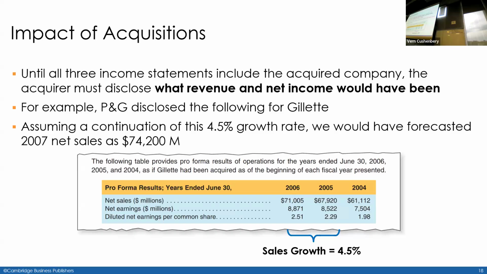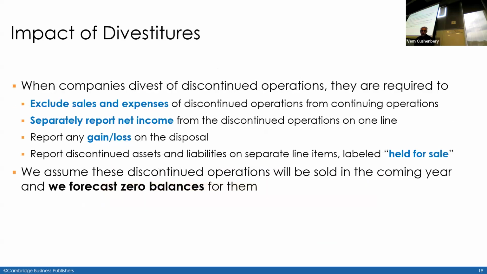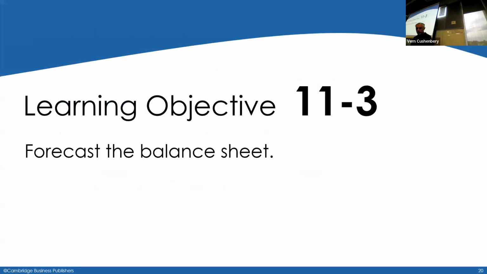So when we reconcile for that acquisition, we see net sales of 61 billion, 67 billion, and 71 billion, and net sales growth of 4.5%. Now that's a number that we can use. Those two companies combined really did 4.5% year-over-year sales. Probably a pretty good place to start when we're thinking about what they would have done next year, 2007. Impact of divestitures, I just mentioned that same story. Look for the pro formas.